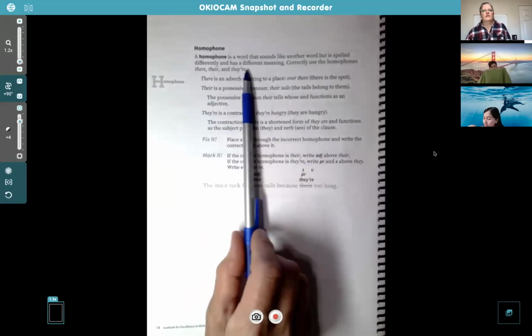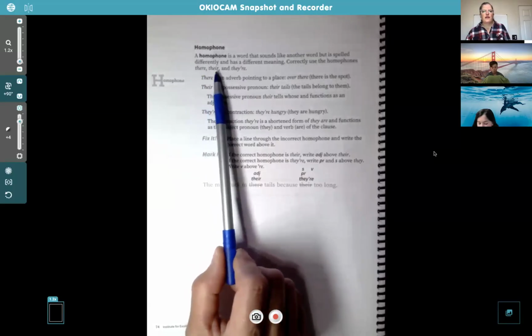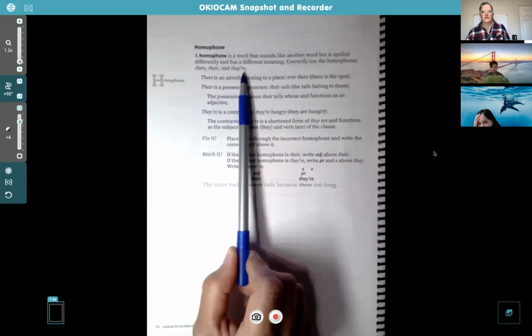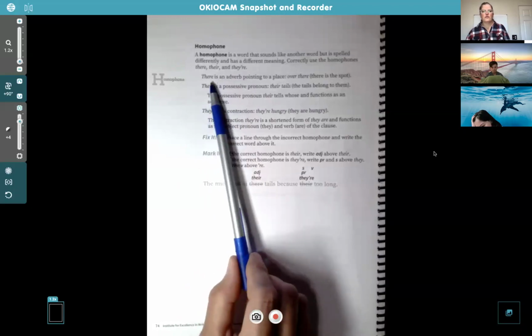Homophones are words that sound the same, right? That's what that means. And we have the word there, and there. Look at the end of that paragraph. You see where it says there, and there. They all sound the same, but they're spelled different and they all mean different things. So this is going to tell us what they mean.